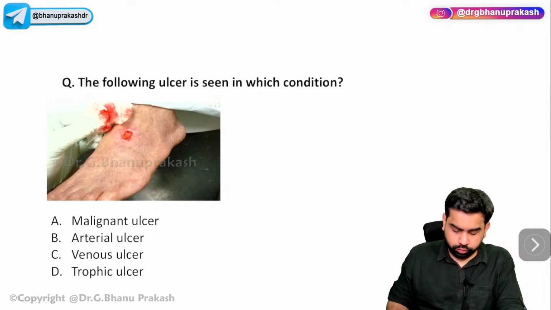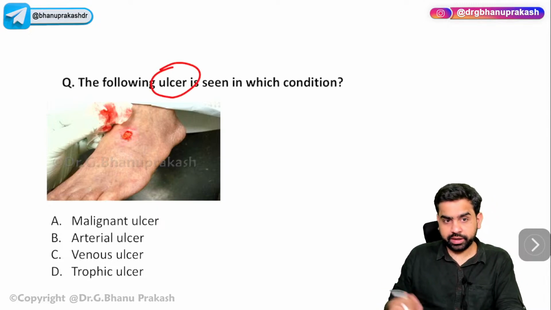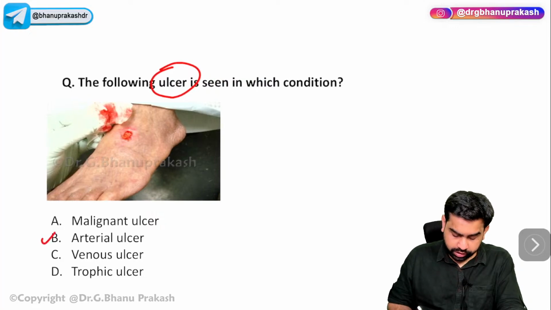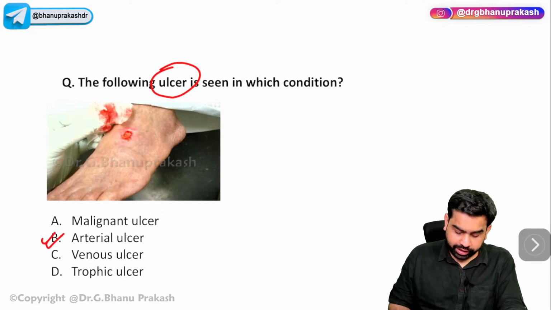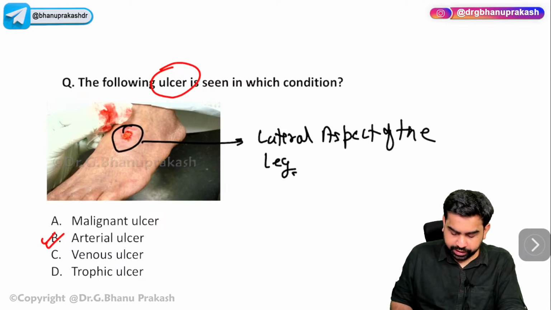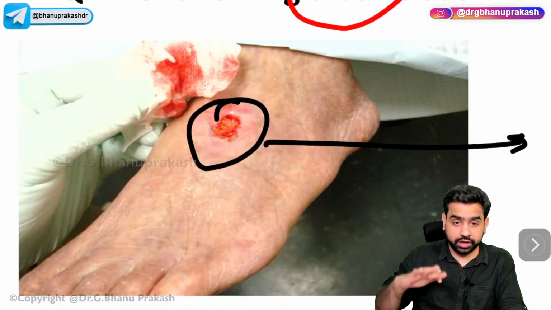Now, what is the ulcer? In this particular image, what is the type of ulcer? Is it a malignant ulcer, arterial ulcer, venous ulcer, or trophic ulcer? The answer over here is an arterial ulcer. What you need to understand is that there is an ulcer occurring on the lateral aspect of the leg, and surrounding it there is thinning of the skin.